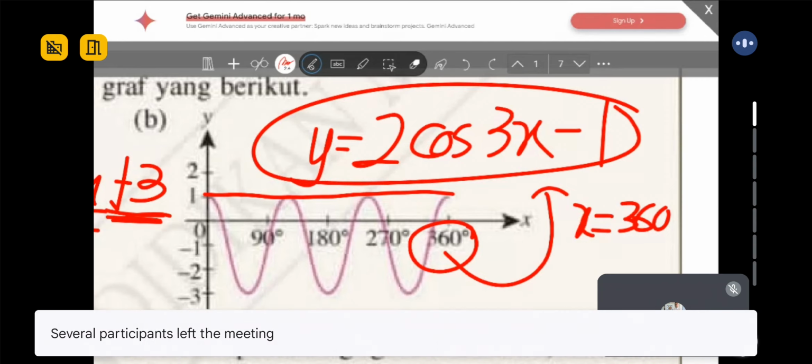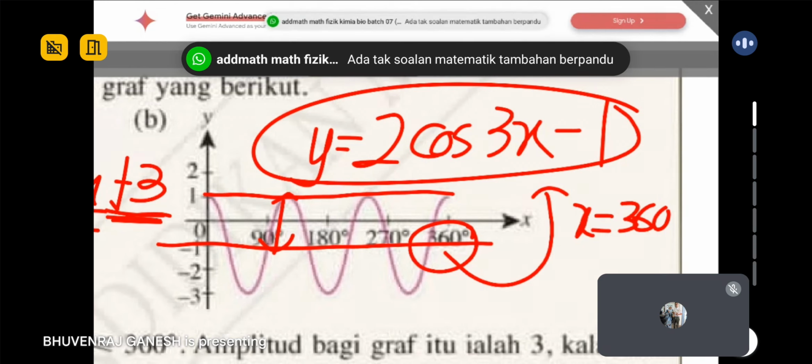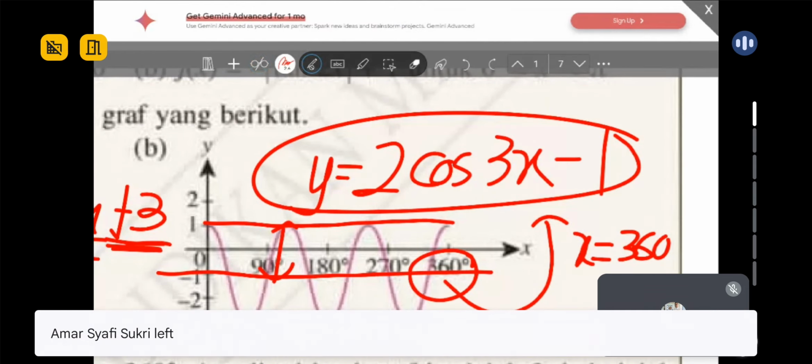Okay, persamaan yang saya tulis ni betul. Alright, you guys can see the amplitude. This is the midpoint. Am I right? Titik tengah. So guys, this is your amplitude. That's why amplitude 2 lah. Do you guys understand? Amplitude dia 2. Okay guys, do you get me? Boleh faham kan? Guys, don't confuse over here.